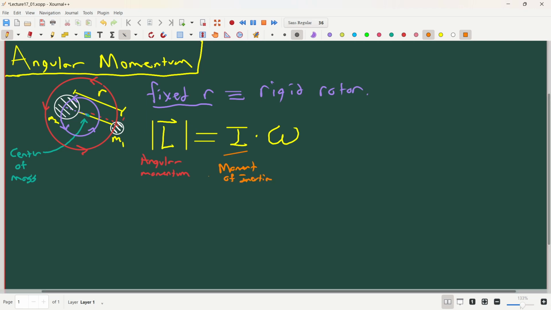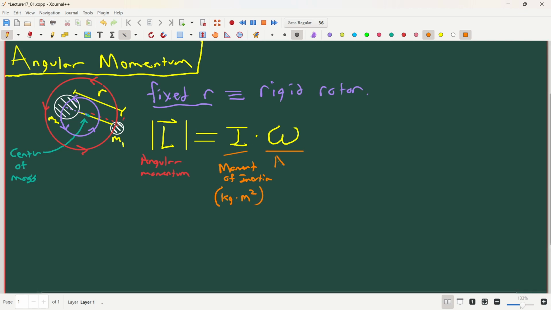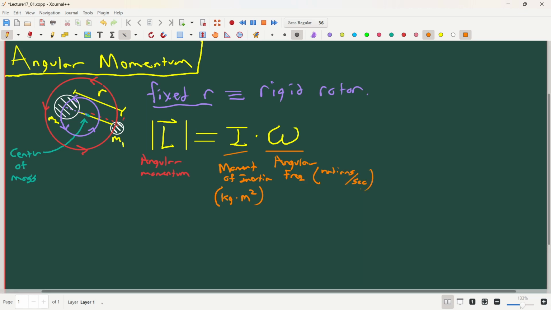And it has units of approximately kilograms times meters squared. And we have what we call our angular frequency, which has units of radians per second. Radians aren't a real unit, but I like to write it there to be consistent.